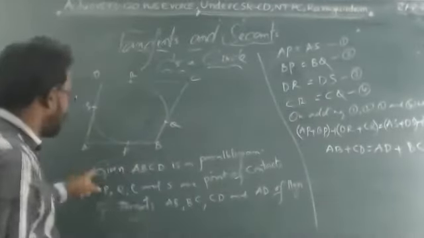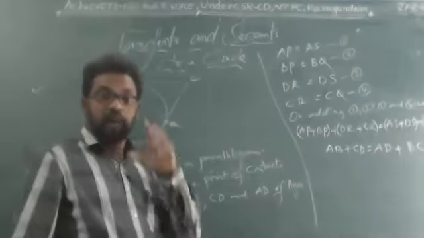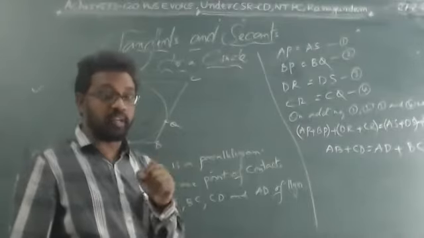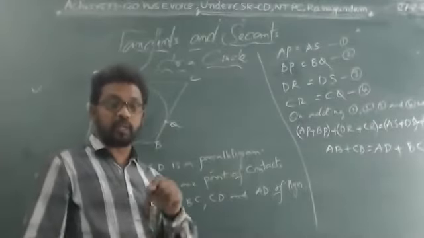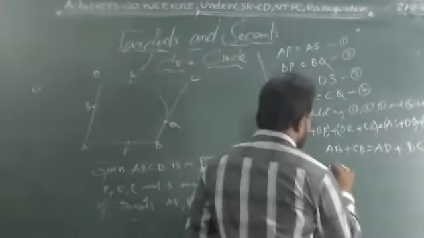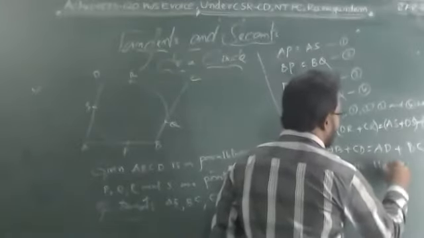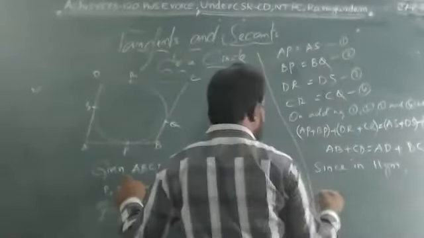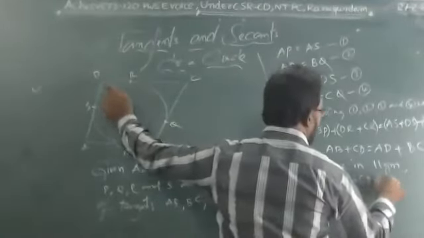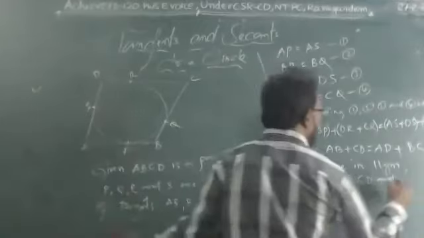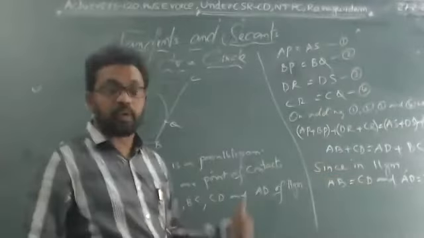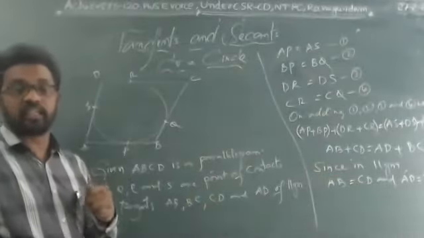In the given question, ABCD is a parallelogram. In a parallelogram, what is the main property? The very first property: opposite sides are equal. So AB is equal to CD and AD is equal to BC. We know this already because it is given that it is a parallelogram.